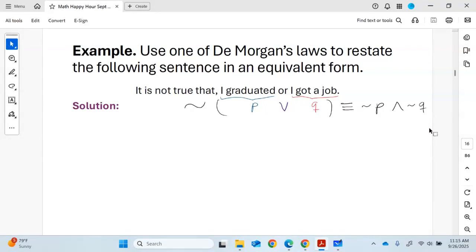How do we write it down in English? Well, the opposite of I graduated would be I did not graduate. Now I'm going to change the or for an and.